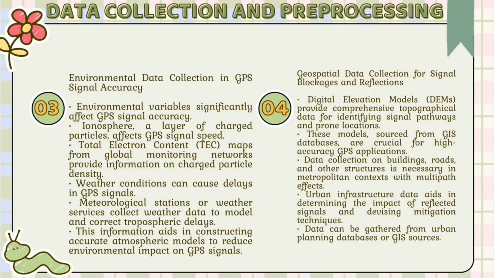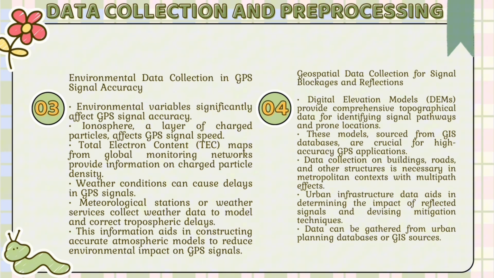Total electron content (TEC) maps from global monitoring networks provide information on charged particle density. Weather conditions can cause delays in GPS signals. Meteorological stations or weather services collect weather data to model and correct tropospheric delays. This information aids in constructing accurate atmospheric models to reduce environmental impact on GPS signals.